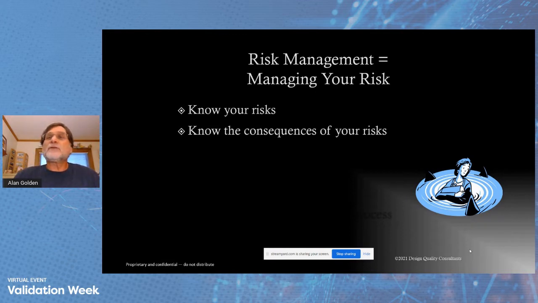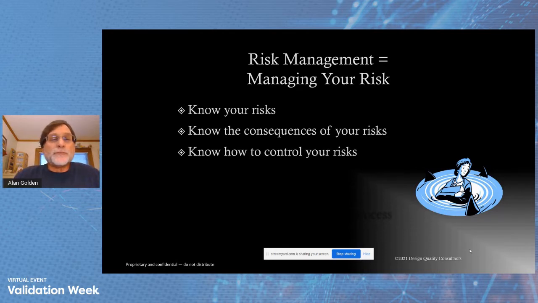So again, you have to have either a good guess or some actual knowledge from predicate products or from your own research. You have to know how to control those risks. So again, if I know I've got a situation which could potentially lead to a hazard, what measures of control do I put in place? What do I do to control those risks?